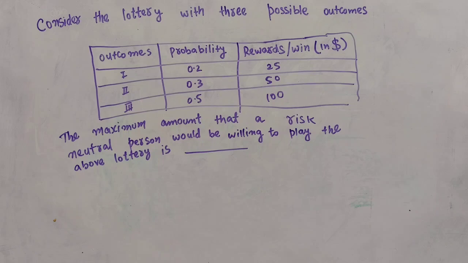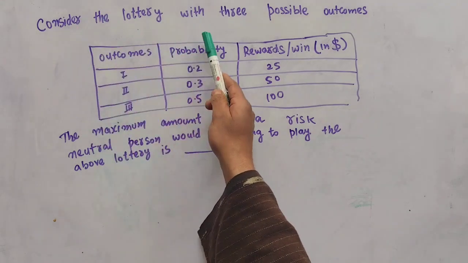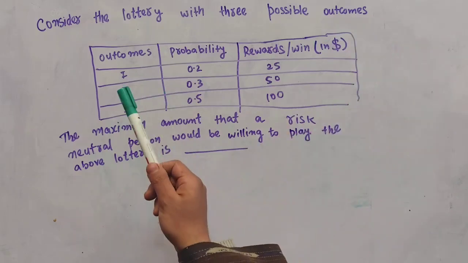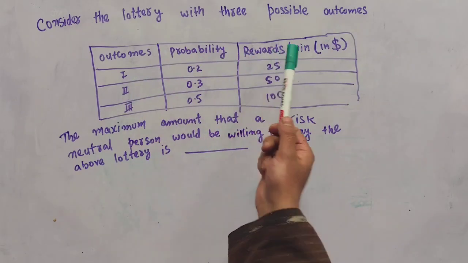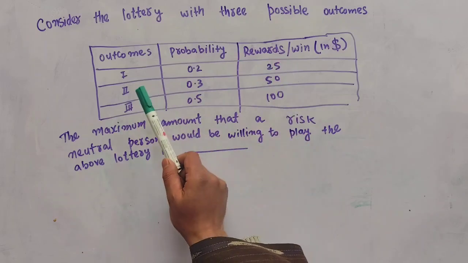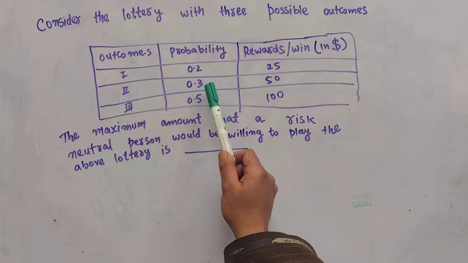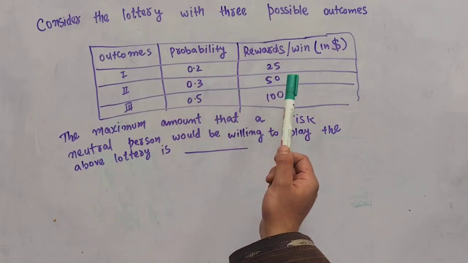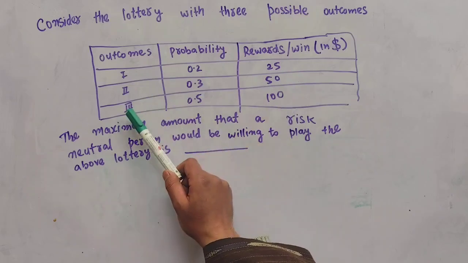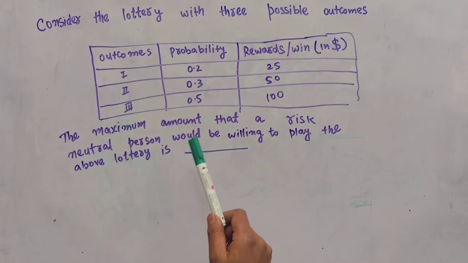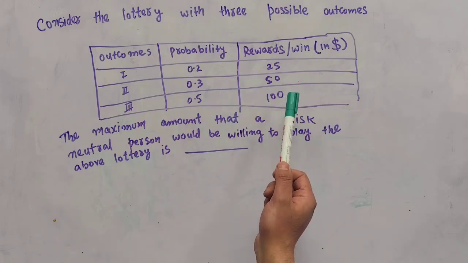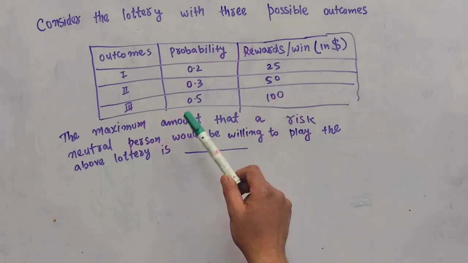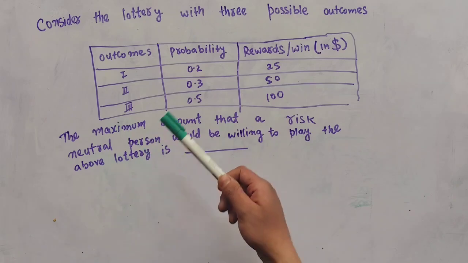The question is about choice under uncertainty. Consider the lottery with 3 possible outcomes. In the first outcome, the probability is 0.2 and the reward or win is equal to $25. In the second outcome, the probability is 0.3 with reward 50, and in the third outcome the probability is 0.5 with the win of 100.